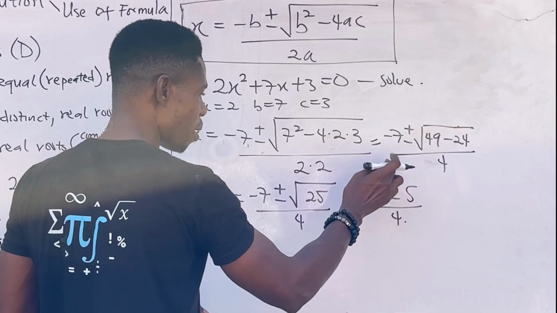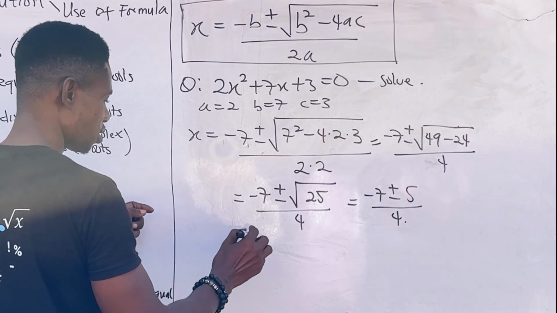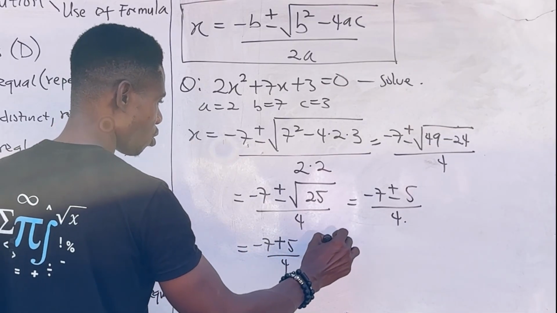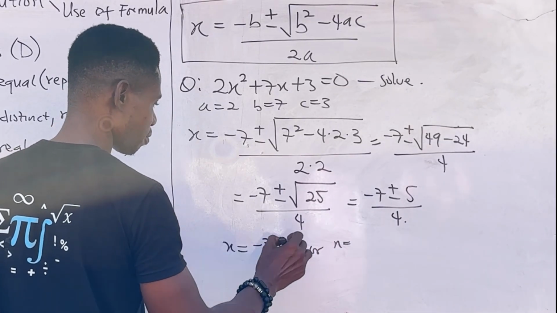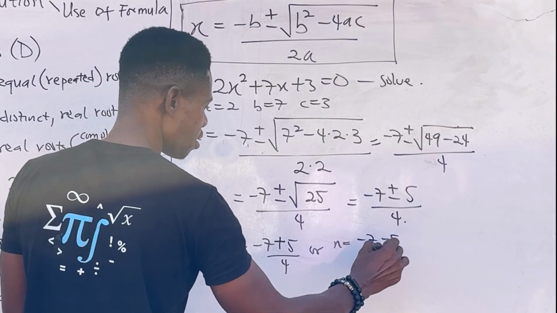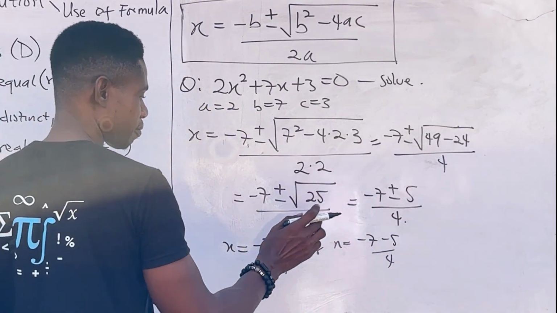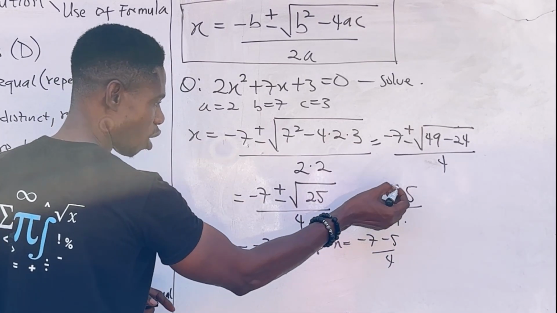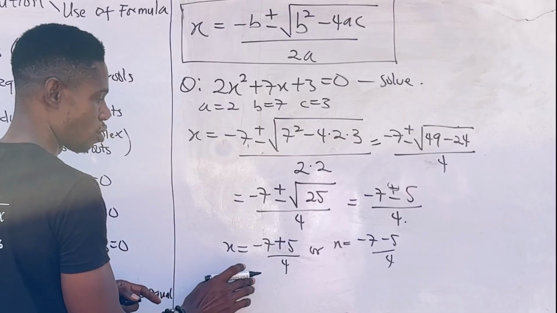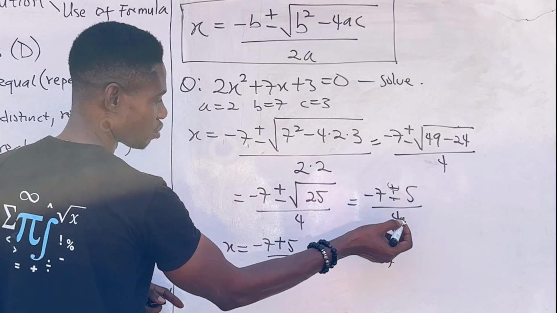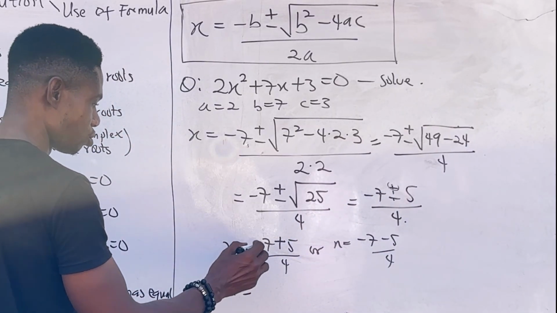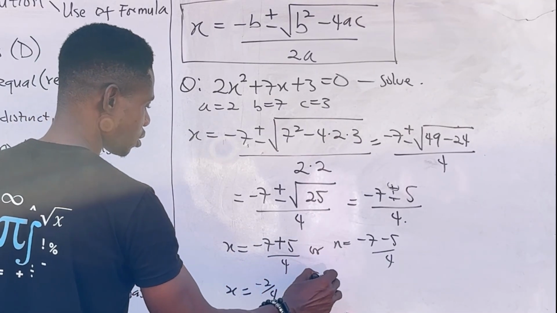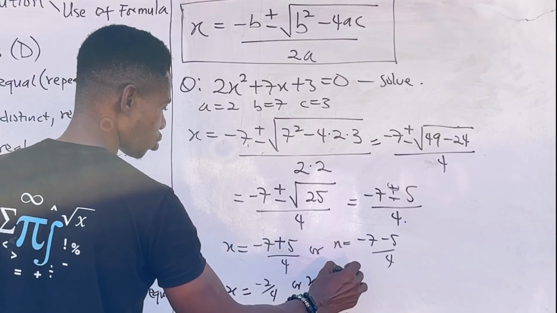So now let's place the plus or minus. So our x becomes minus 7 plus 5 over 4, or x equal to minus 7 minus 5 over 4. So we have plus or minus being split now. So we have the minus 7, the upper part, plus 5 over 4, or minus 7 minus 5 over 4. So our x is equal to minus 7 plus 5, that's minus 2 over 4, or x equals minus 7 minus 5, that's minus 12 over 4.